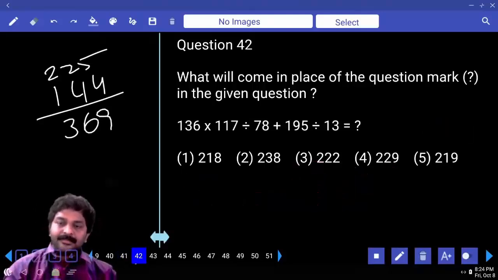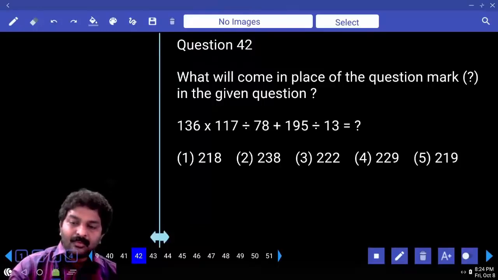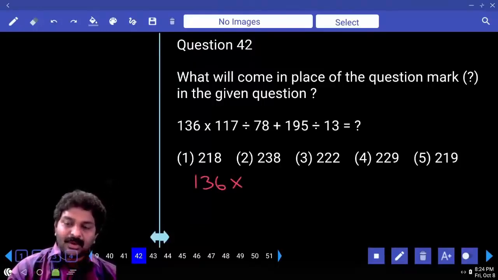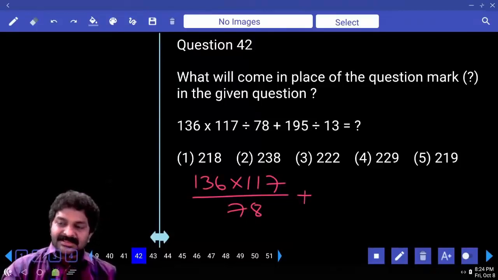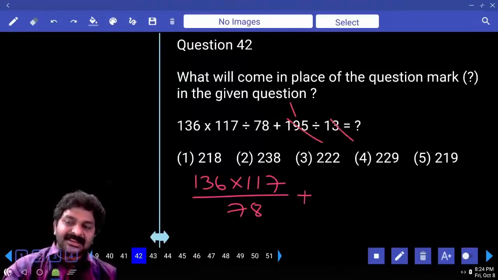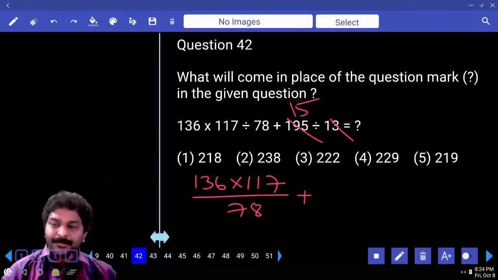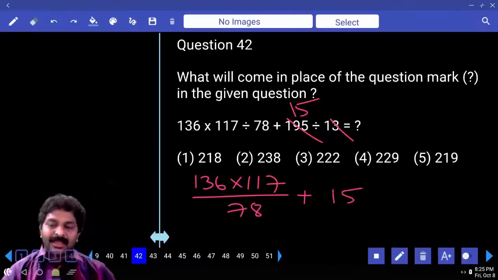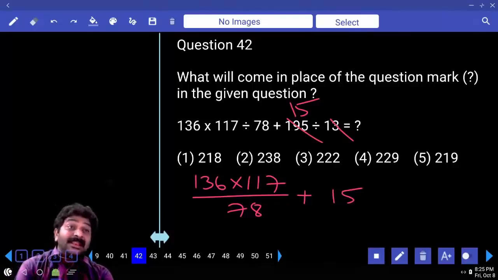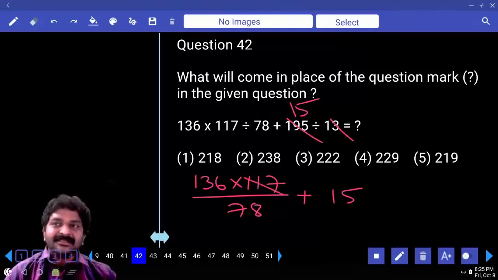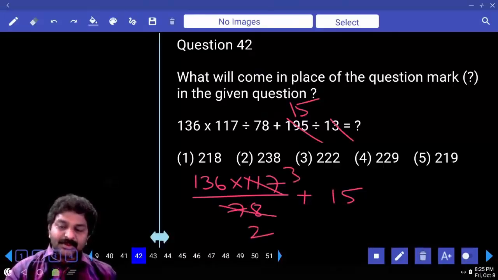Right. 136 into 117 divided by 78 plus, this is easy to calculate, 13 ones and then 5 times only. Am I right? So plus 15 we have. Okay. Denominator 78. What is half of denominator? 39. 39 3 times is 117 only. 3 times, and here it is 2 times.